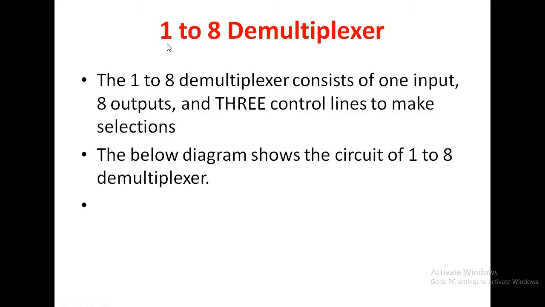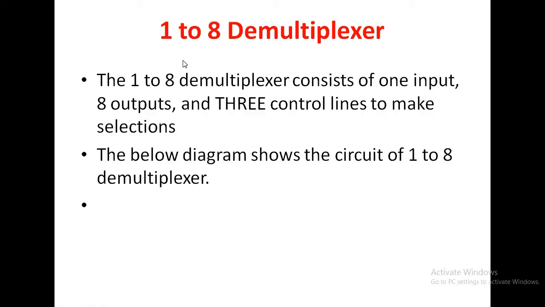Another type of demultiplexer is 1 to 8 demultiplexer, or you can say 1x8 demultiplexer. What is the meaning of 1x8 demultiplexer? 1 denotes the number of input lines, and 8 means the number of output lines. Number of input line is 1, number of output lines is 8. 1 to 4 demultiplexer means number of input line is 1 and number of output lines is 4.